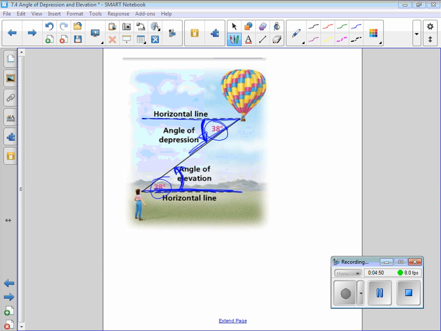And that makes sense because essentially you have two horizontal lines, which should be parallel, and then we're looking at alternate interior angles. And alternate interior angles are congruent when you have parallel lines. So let's make sure we understand how to apply this in word problems.